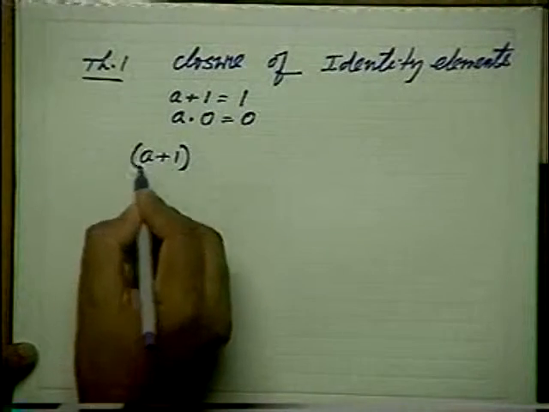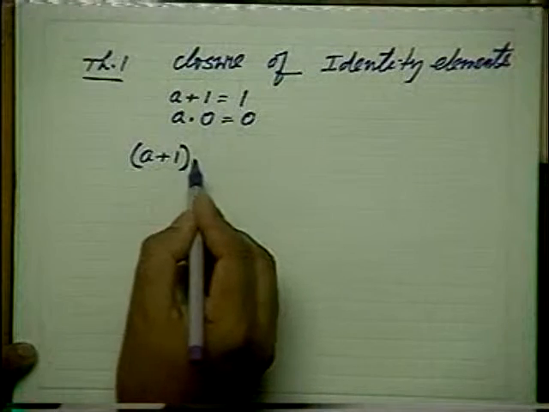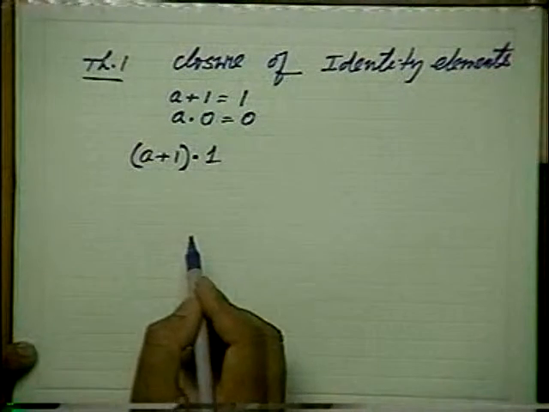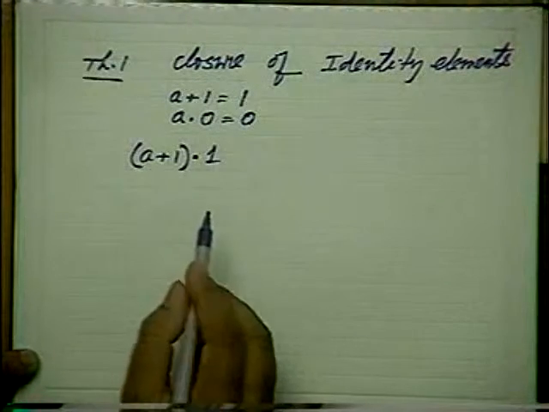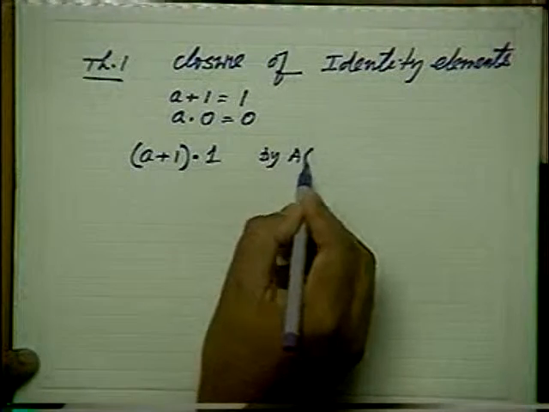Let's just give a proof of it. Say A plus 1. I want to prove that this is equal to 1. Therefore, let me do it. These operations I do, and you see that by A6.